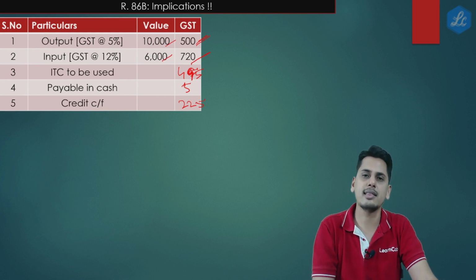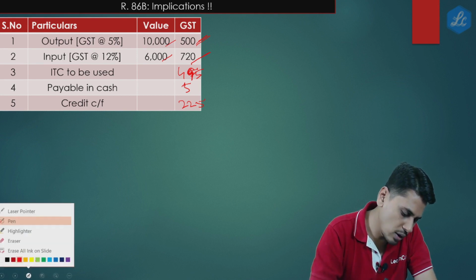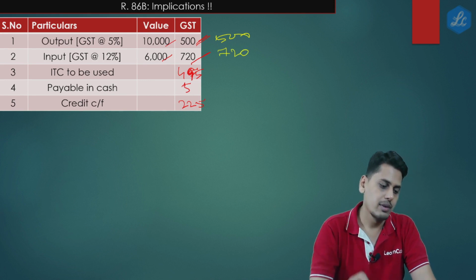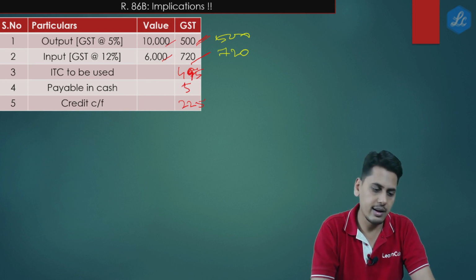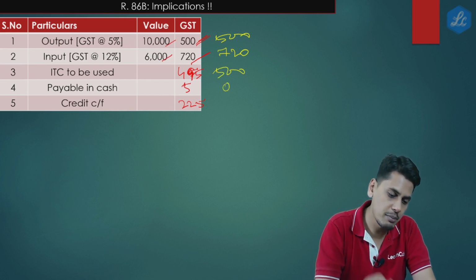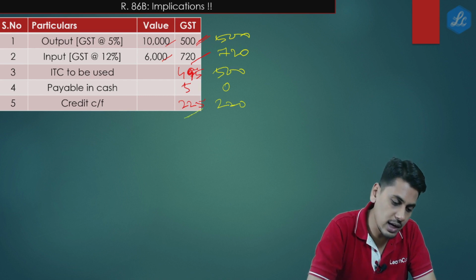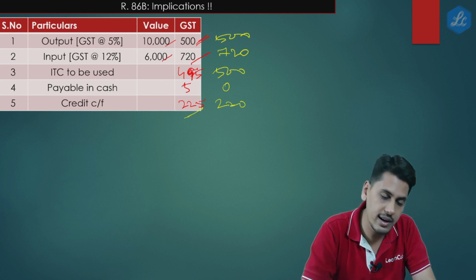How is it increasing the accumulation? Let's imagine a scenario without 86B. What would have happened without 86B? Same output 500, input 720, ITC to be utilized. The entire output tax he would have paid from his electronic credit ledger. So therefore 500 rupees he would have paid from his electronic credit ledger. Balance payable in cash would have been 0. Credit carried forward would have been 220. Because of 86B, credit getting carried forward is 225.